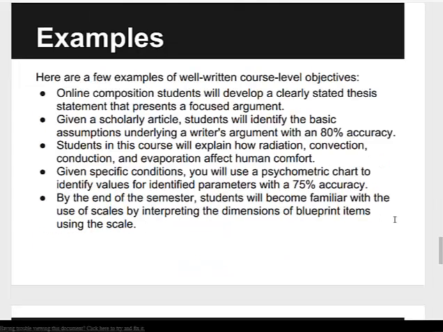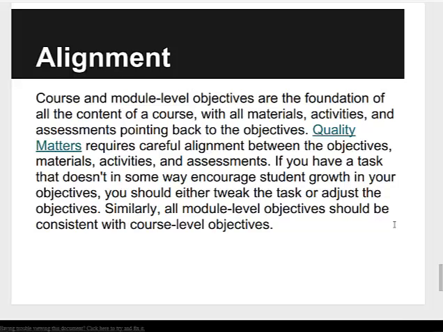So here are a few examples. I'll just go over one. Online composition students will develop a clearly stated thesis statement that presents a focused argument. These examples meet all these A, B, C, D requirements. Course and module level objectives are the foundations of the content of the course. Everything, all the materials, all the activities, any assessment need to align towards an objective in the course, because you don't want to give busy work. You want there to be a purpose for everything in the course.